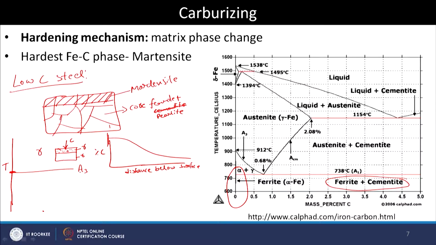Now when you take such a composite sample and cool rapidly, then you get, at low temperature after quenching, let us say water quenching, a different microstructure.